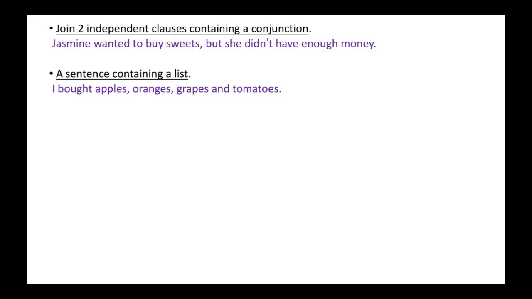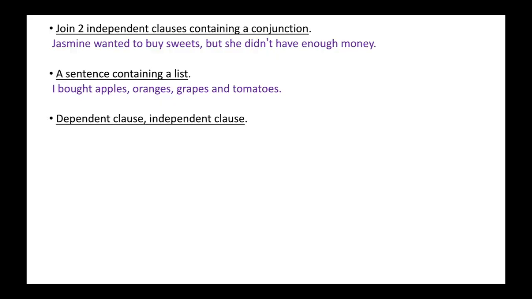So this is a list of fruits. However, the list can contain anything. So it can be items, verbs, or even adjectives. So as long as you have a list in a sentence, then commas are required. Remember, a comma is not required just before the word and.